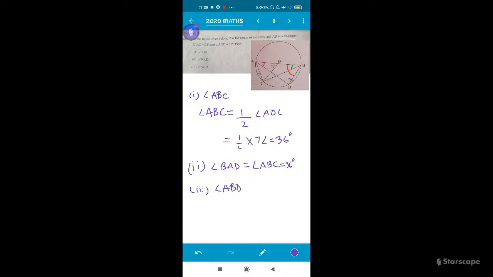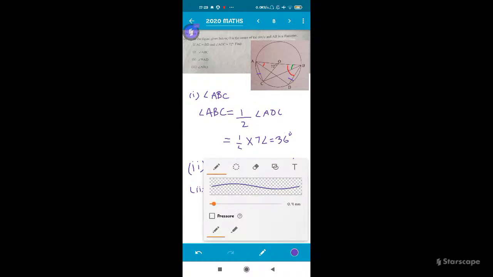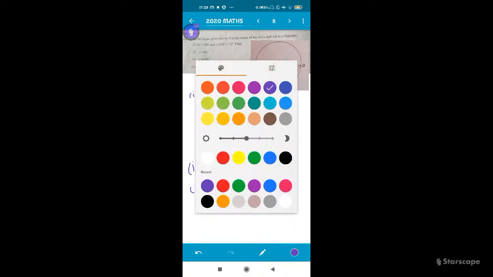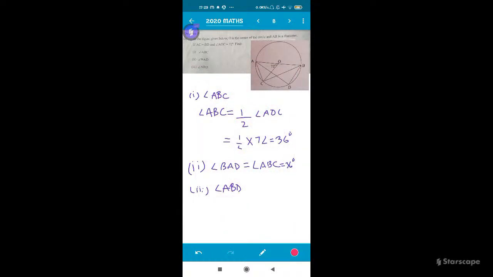ABD. Alright. So let me just rub the things which I have mentioned here. And let's just consider triangle ABD in this case. It will become easy to point out the angles now. So angle BAD was 36 degree. And what will be the value of this angle D?